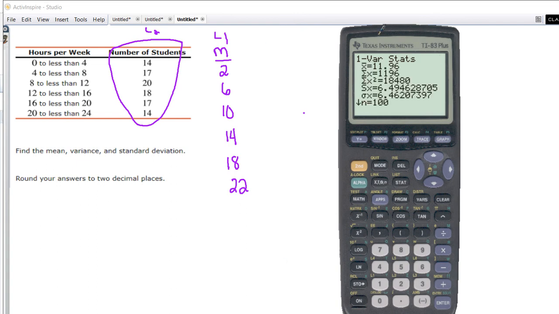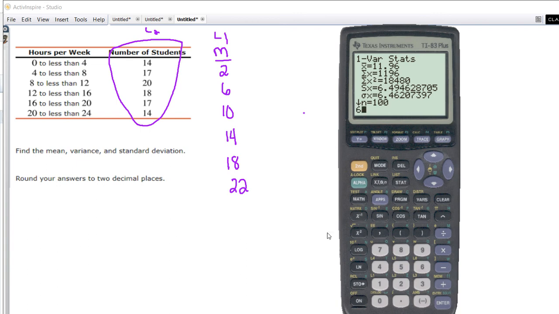Hit Enter, and here I have my X bar, which is my mean, so my mean is 11.96. Okay, I have my sum of X squared, my sample standard deviation, my population standard deviation. In this case, I believe we are given a sample, so we would use the 6.49, to 2 decimal places, so 6.49. To find the variance, we're going to take the standard deviation and square it.